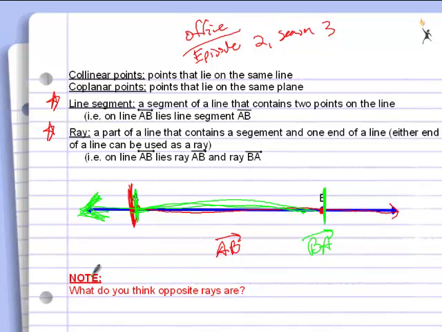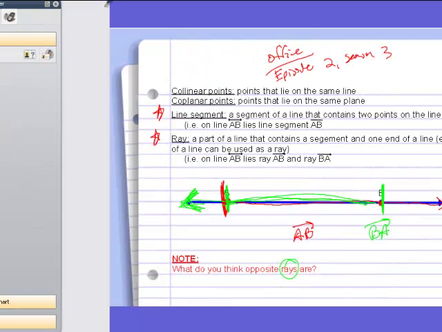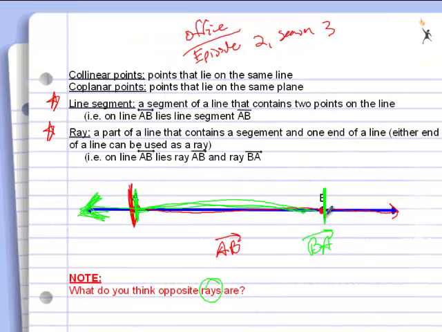Now, here's a quick note. What do you think opposite rays are? Hopefully you know what a ray is now. It's a line segment with an end that goes on forever. It contains one end of a line. It can't be both, but just one end. And if they're opposite, what do you think that means? Hopefully you know that opposite means they do different things. Well, in this case, they go in opposite directions. You need to go away. Nobody wants you here. They go in opposite directions.